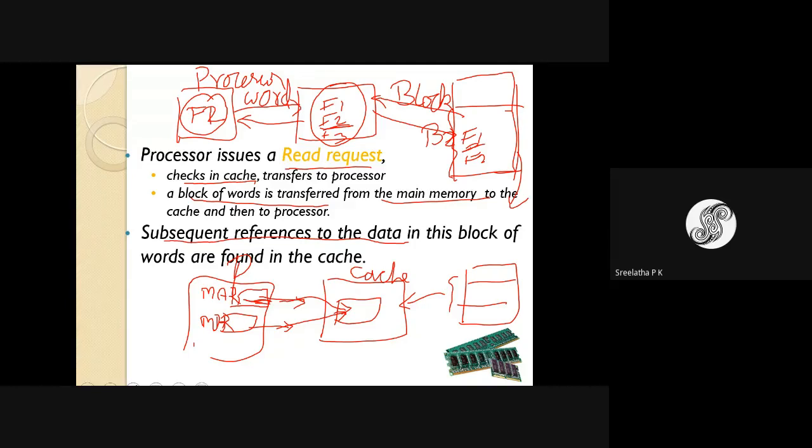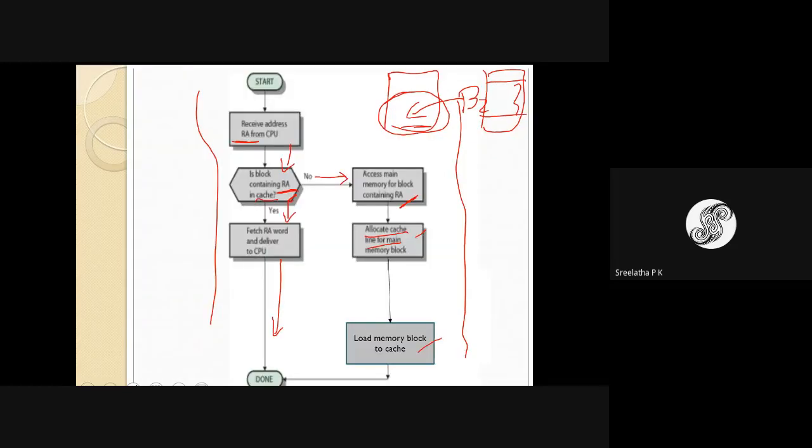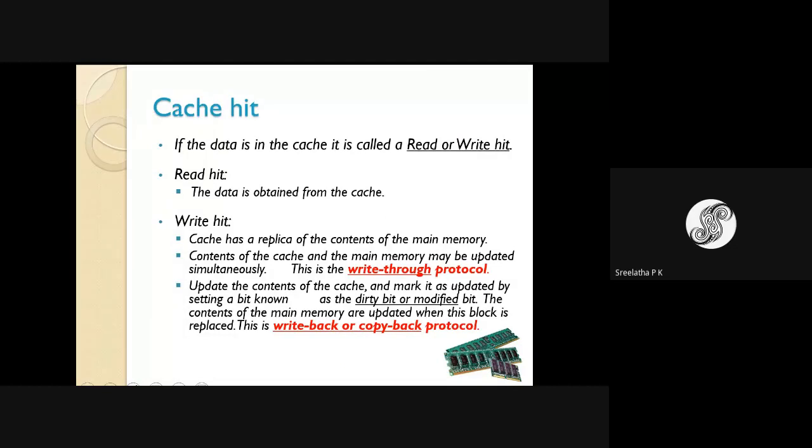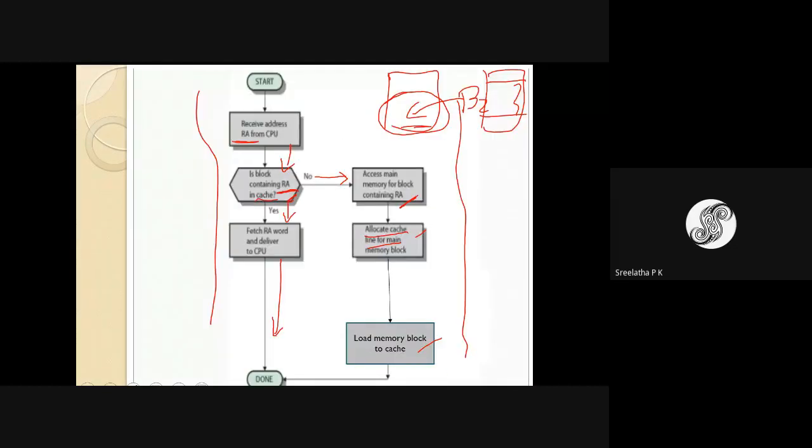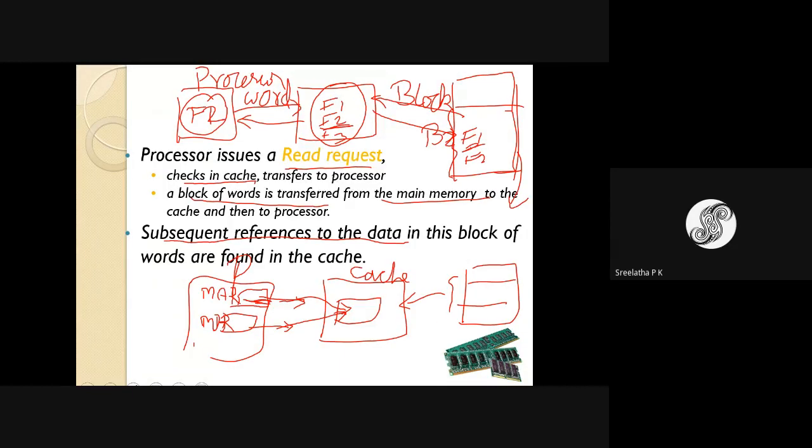Now this is about the cache read request. Fine. We'll see what is cache hit and cache miss. Before going to that, any doubt? Any doubt with respect to the process of reading the data, or what happens when a read instruction or fetch data instruction is sent from the processor to the memory? Any doubt, students?